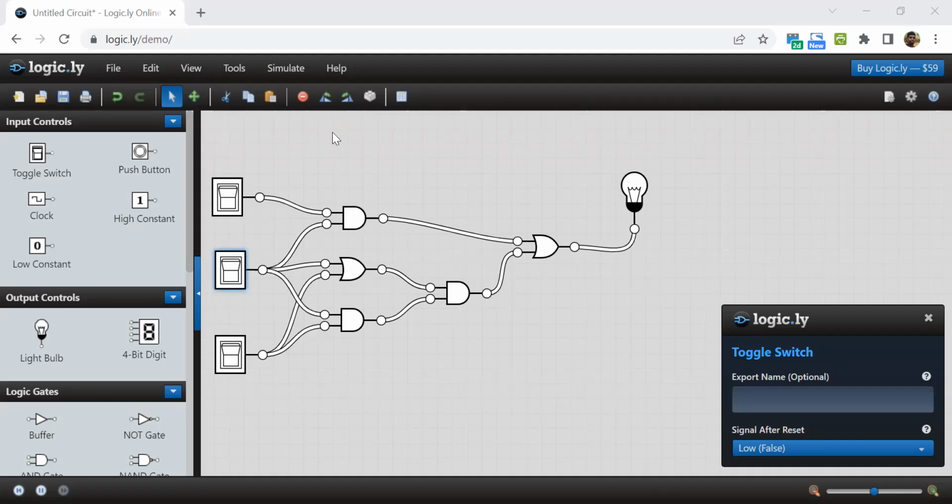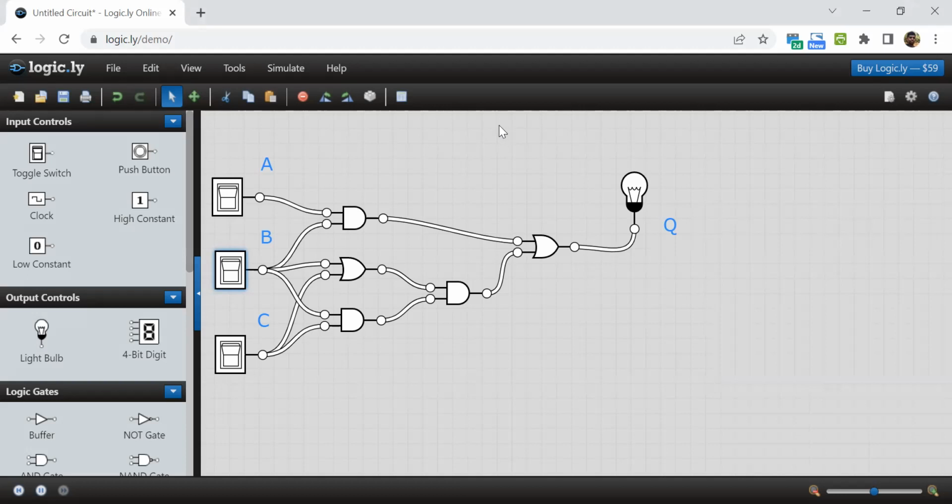So let's start the expression. I will say this is A, and this is B, and this is C. And we know that the outcome is Q. We need to write an expression for Q, right? Expression for Q. Now let's start.